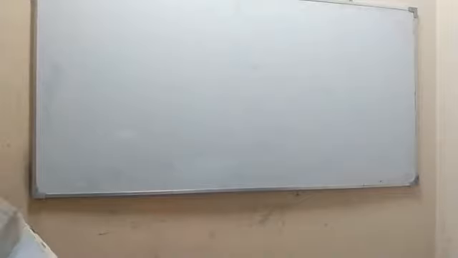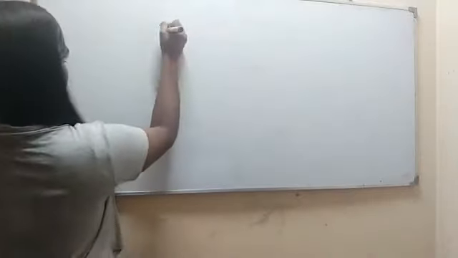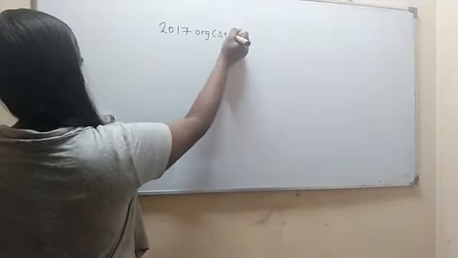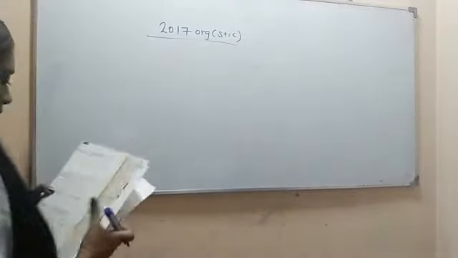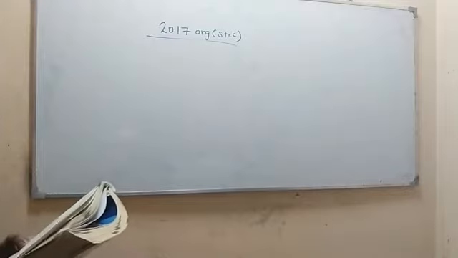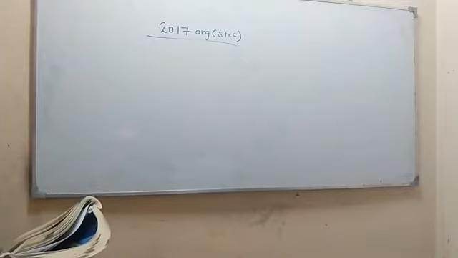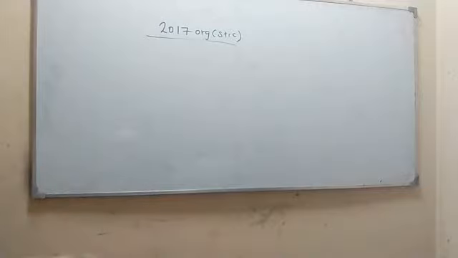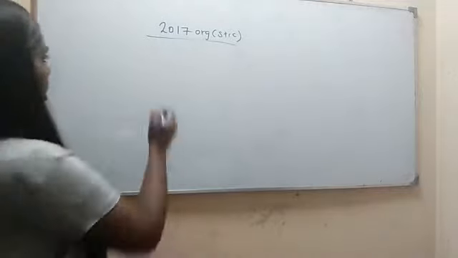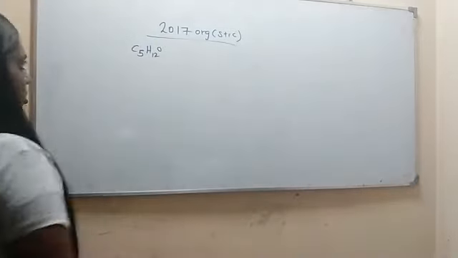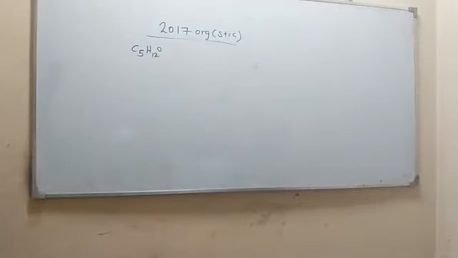So good morning everyone. Today we are going to discuss the 2017 organic structure question. The question is: the alcohols A, B, C and D are structural isomers of each other having the molecular formula C5H12O. So they have given that all of them are alcohols. We discussed the 2020 question and similar ones.